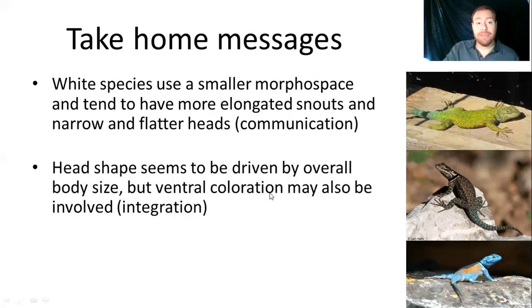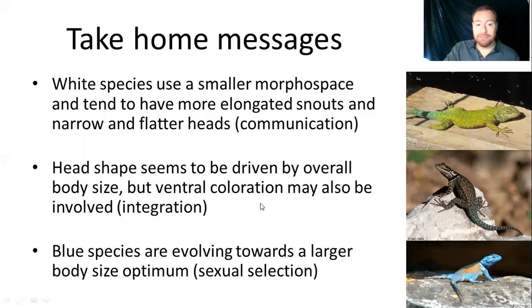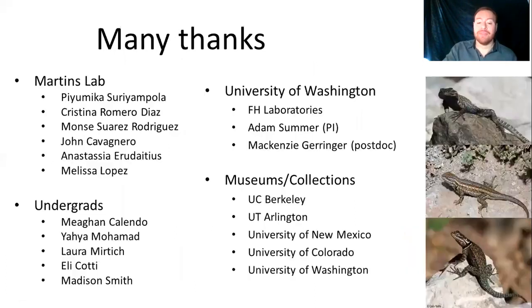Head shape seems to be driven by overall body size. However, this does seem to be an interaction with ventral coloration. But the fact that the body sizes were independently derived and converge on similar shapes could point to an integration between head shape and overall body size. We also found that blue species were evolving towards a larger optimum. This could be due to sexual selection. Blue species tend to be way more aggressive than white species, and it might be that there is pressure for them to grow larger compared to the white species.